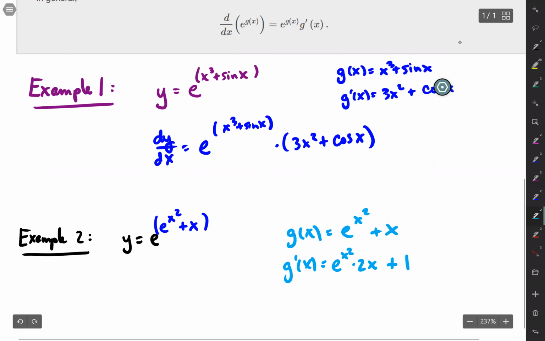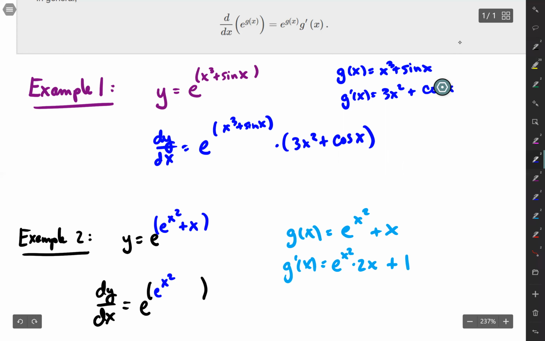So again, the derivative of y is going to be e to the g of x. So that's still just e to the x squared plus x. And then we're going to multiply by g prime of x, which is e to the x squared times 2x plus 1. And that's it.